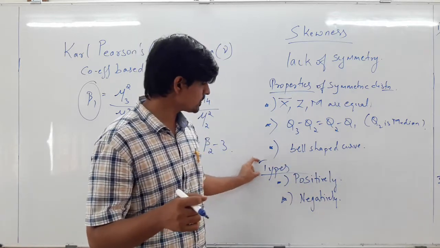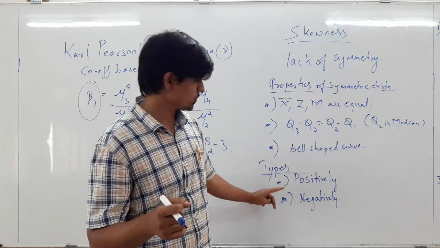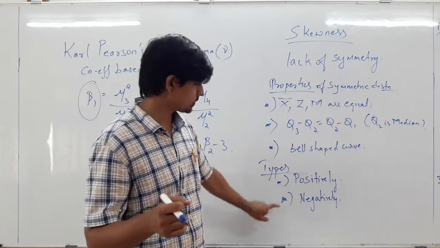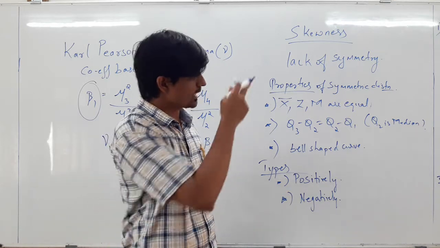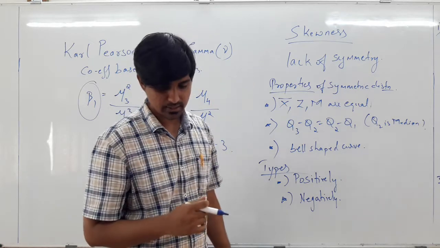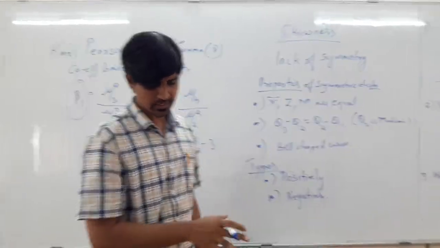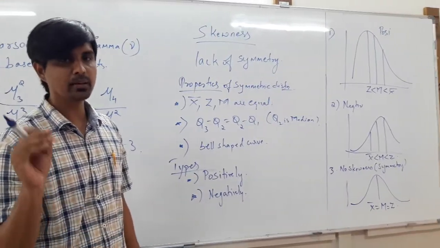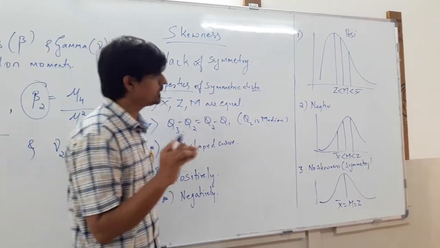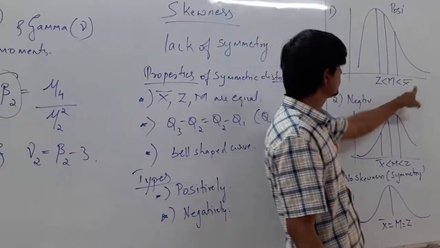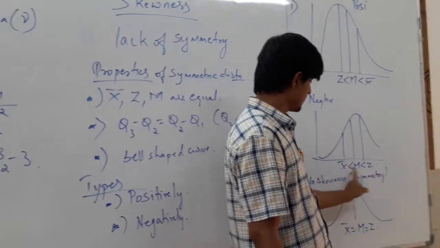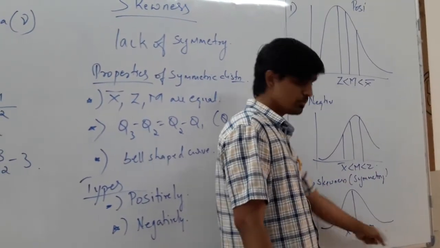Now, what are the types? There are two types of skewness: one is positively skewed and another is negatively skewed. Next, I will show you those diagrams, simple curves that will make you understand how it is. And they are measured by mean, median and mode.